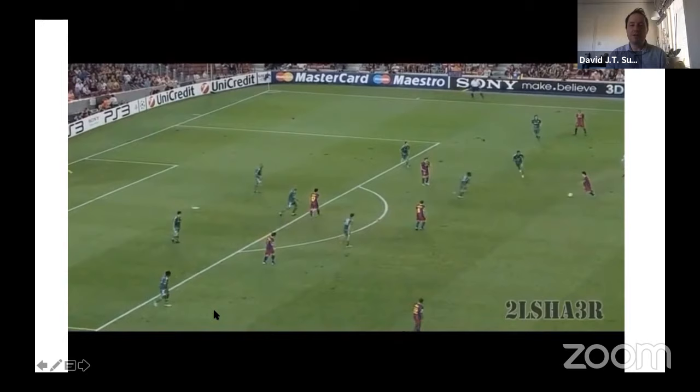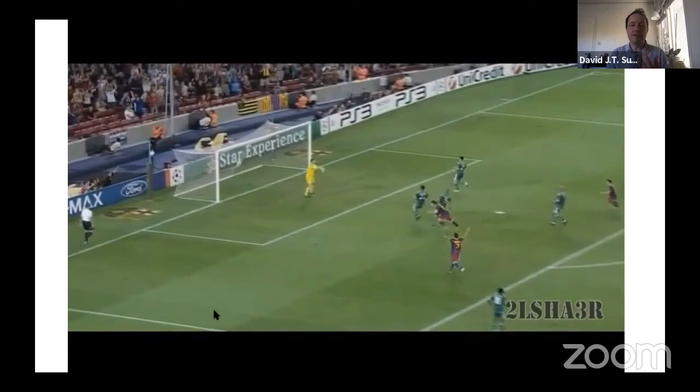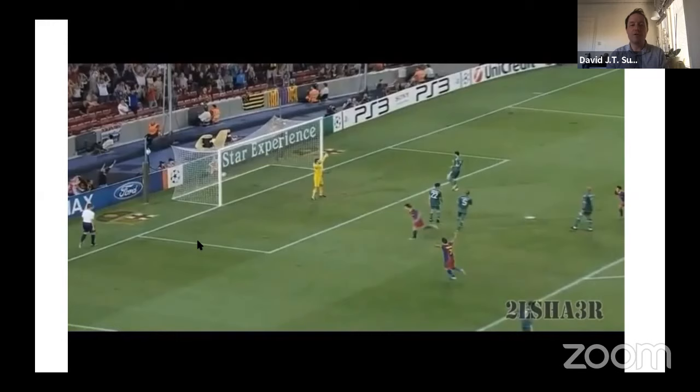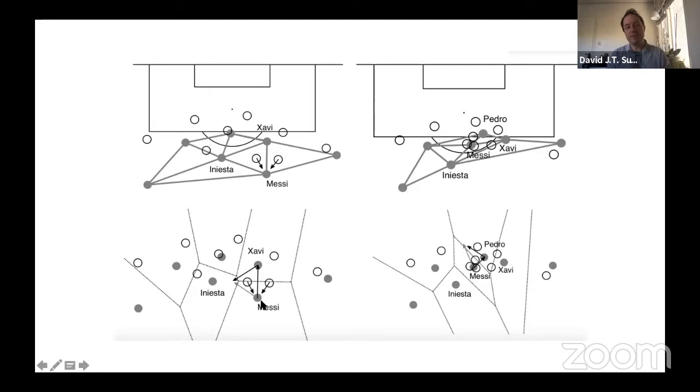And what I really liked when I started to analyze football is seeing the space that Barcelona create. And you can actually do this by creating a Voronoi diagram. So at the bottom here, these are the two passes: the first pass from Messi to Xavi and back, then the second pass from Messi to Pedro and back.